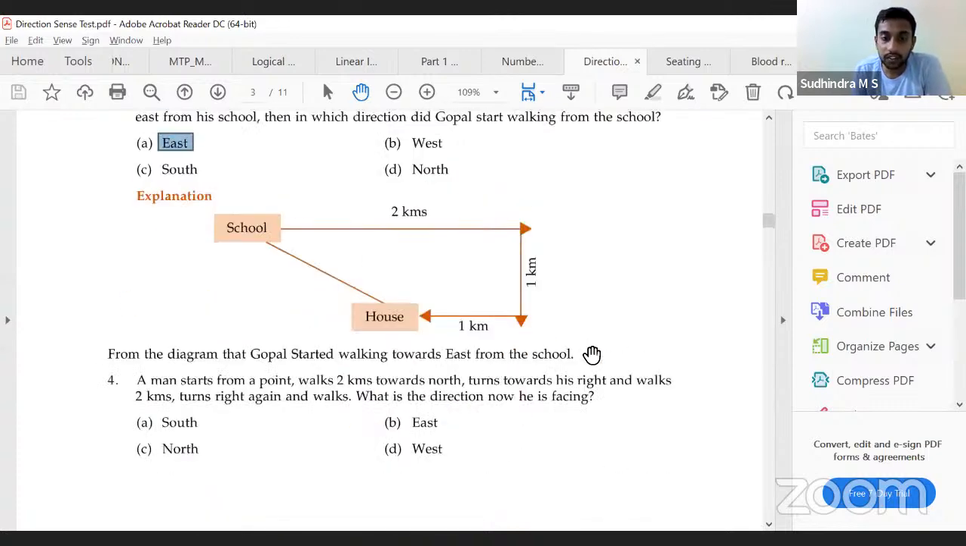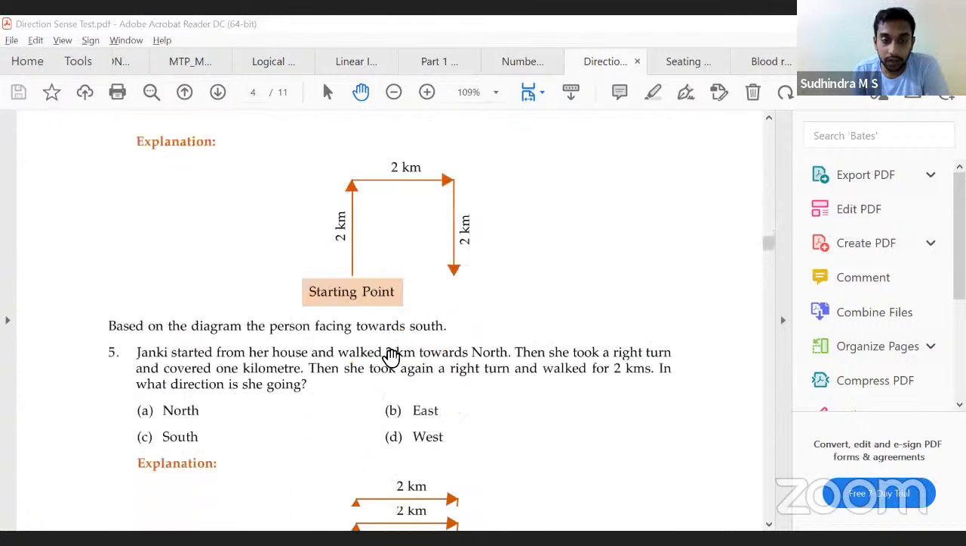A man starts from a point, walks 2 kilometers north, turns right, walks 2 kilometers, turns right again and walks. What is the direction he is now facing? South. Yes, 2 kilometers north, takes a right. So he's facing south. So we have to be careful with the requirement in the question. They can ask, what is the direction that he is traveling? They can ask, what is the direction that he is facing, right? So the requirement of the question can differ. So we have to be a little careful.